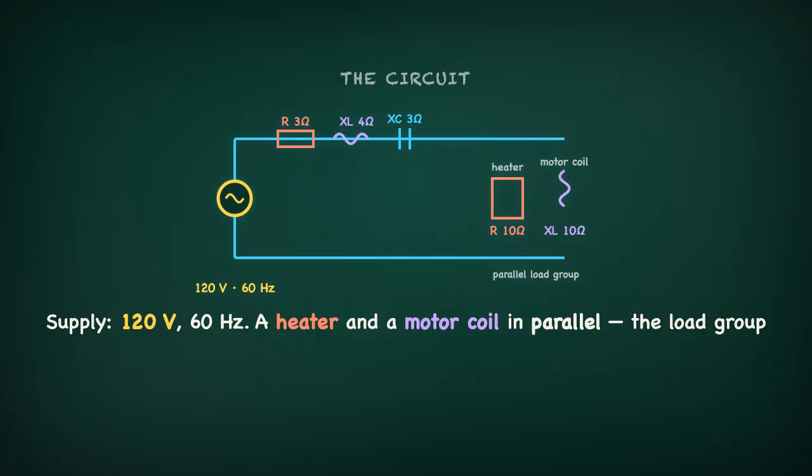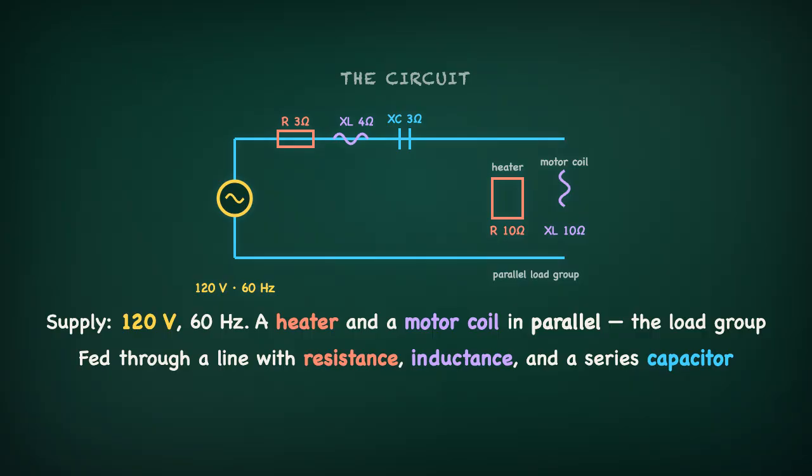Here's the circuit: 120 volts, 60 hertz. On the right, a heater and a motor coil sitting in parallel. That's our load group. And it's fed through a line that has its own resistance, its own inductance, and a capacitor in series. So we've got series and parallel, mixing resistance, inductance, and capacitance all at once.